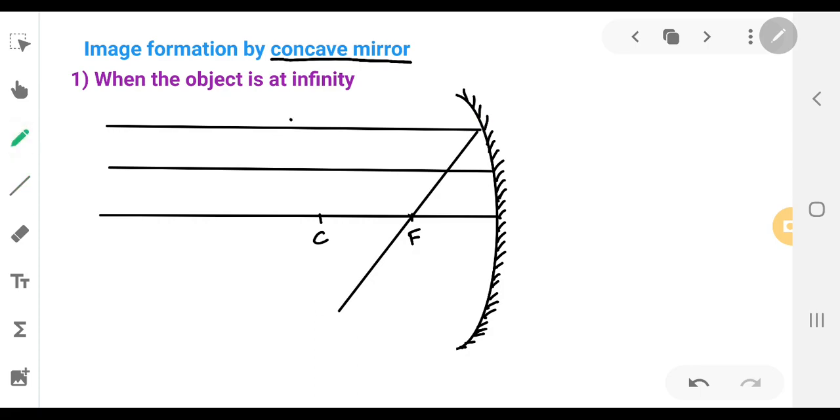So this is the first ray. After reflection, it is passing through the principal focus. This is second ray. After reflection, this also passes through the principal focus. So all the rays coming from the object at an infinite distance will all be parallel to each other only. So when the object is at infinity, all rays are parallel. After reflection, all rays meet at F.